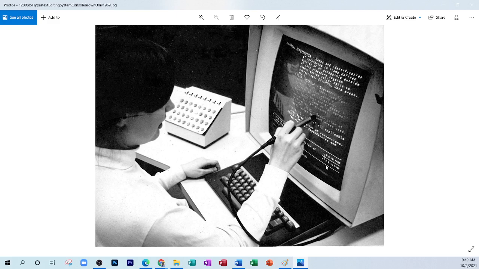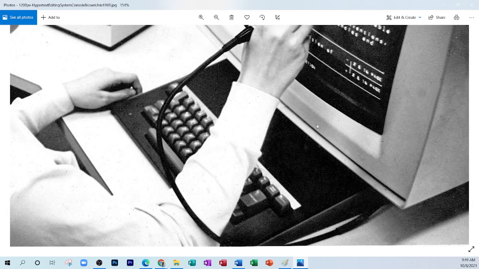Color. Very good, but other than that, what device is missing? A mouse. That is what is missing there.